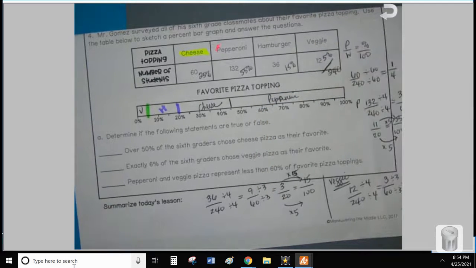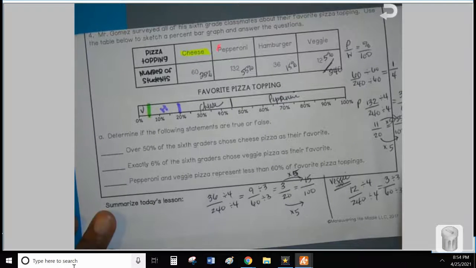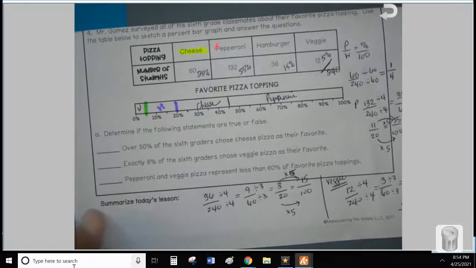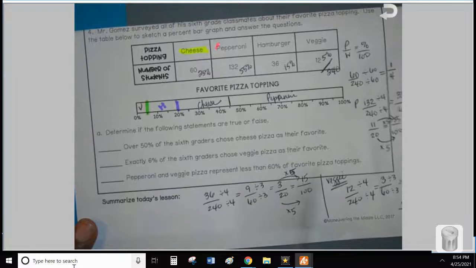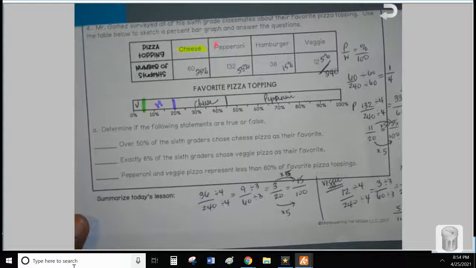So that gives me all 4 of my pieces. You're going to use your percent bar graph, and you're going to answer the questions. Will your answers be true or false? Read over them, answer the questions, and we're going to go practice.